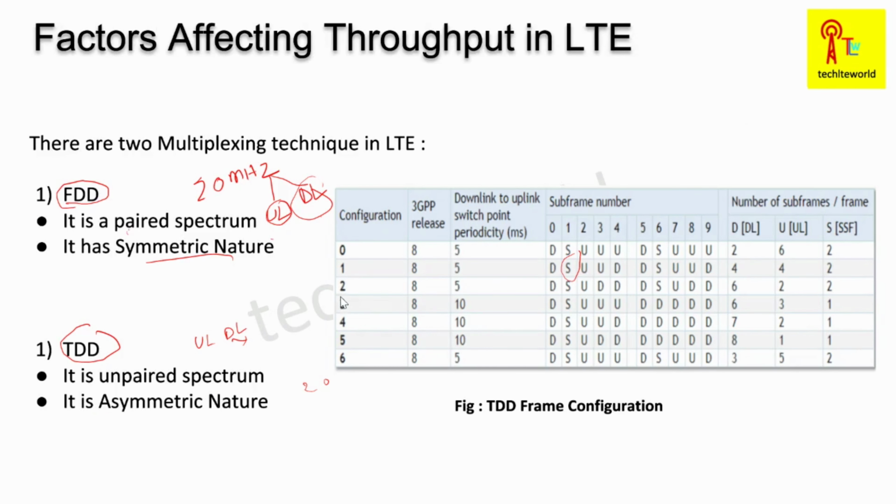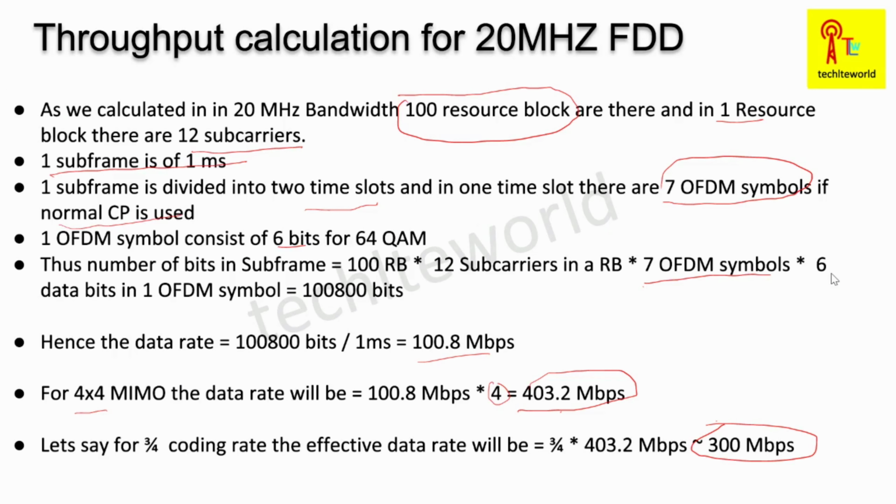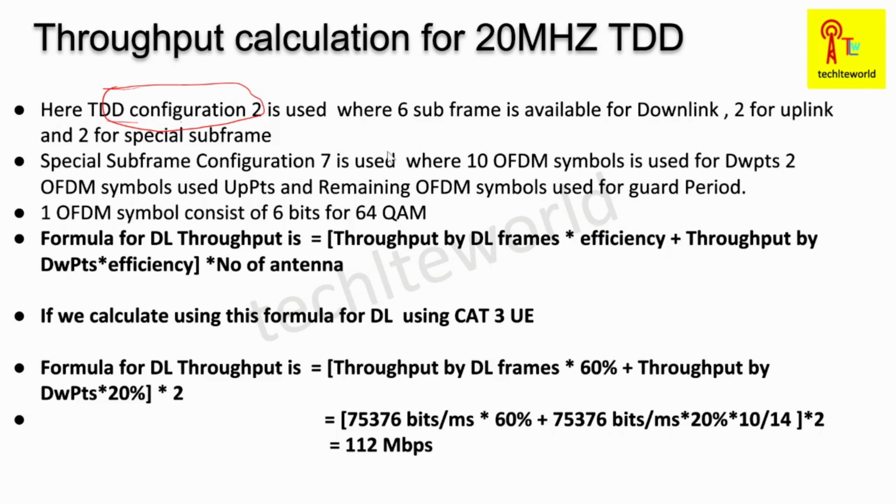you can see this is the TDD configuration 2. So for our calculation, we have considered this TDD configuration, where there are 6 downlink subframes, 2 uplink subframes, and also 2 special subframes, right? So here we have mentioned that for TDD, we have used a TDD configuration of 2, where 6 subframes are available for downlink, 2 for uplink, and 2 are used as special subframes, right?